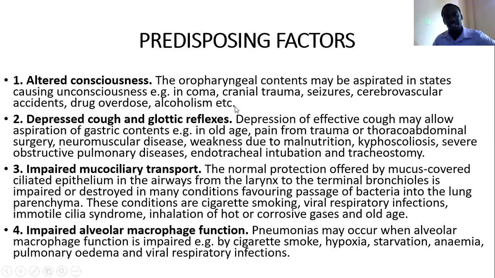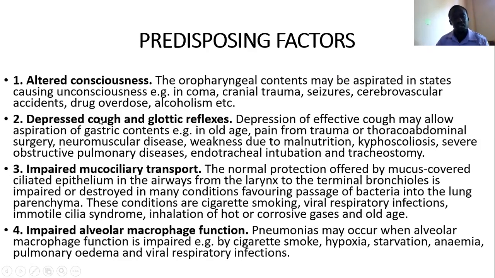We have predisposing factors that may predispose someone to getting pneumonia, and one of them is altered consciousness, especially patients who are in coma, those who have cranial trauma, those who have seizures, those who have cerebrovascular accident, those who have overdosed on drugs, and alcoholism. They tend to aspirate gastric contents into the lungs.